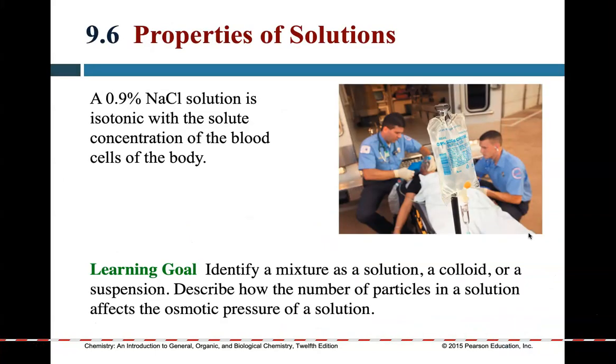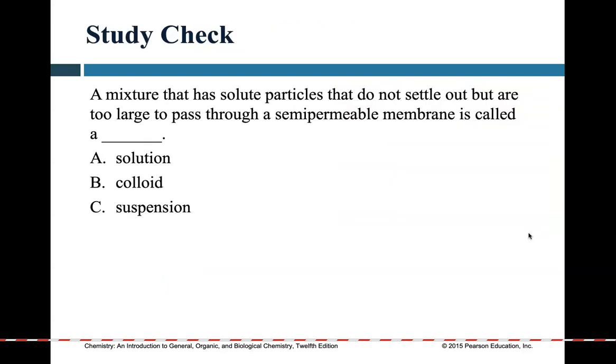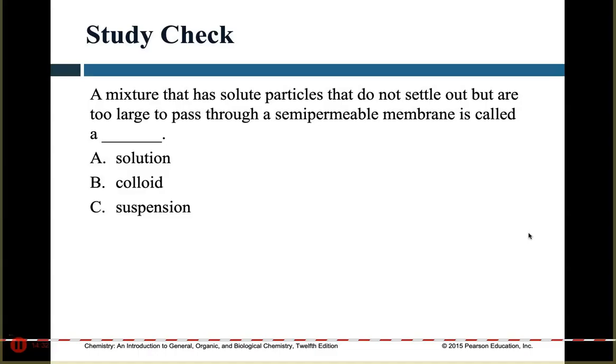So I'm going to keep chugging along with section 9.6 because I believe there's only one practice problem in this one that I'm giving you guys. So the majority of this will be 9.5. It says a mixture has solute particles that do not settle but are too large to pass through a semi-permeable membrane. And now they're asking us, is this a solution, a colloid, or a suspension?